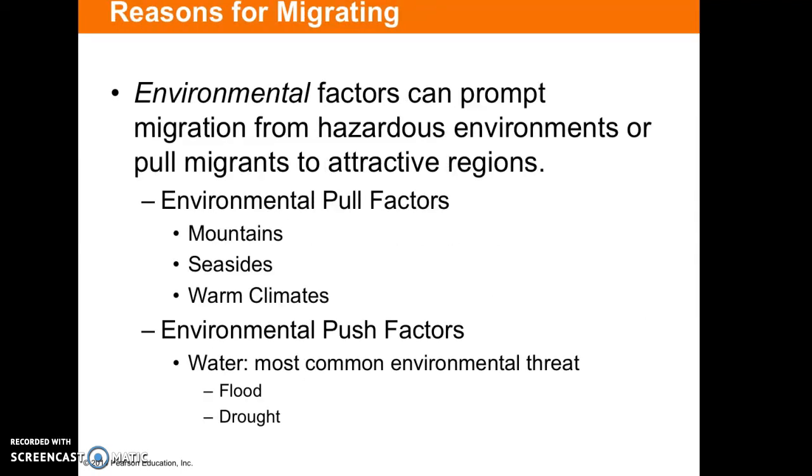So environmental factors can prompt migration because of hazardous environments or move you to more attractive regions. So what kind of environmental factors attract people? Mountains, seasides, and warm climates. People are moving to places where it's beautiful and they feel like it's on a vacation, although maybe we'll see some change in the seaside pull eventually.